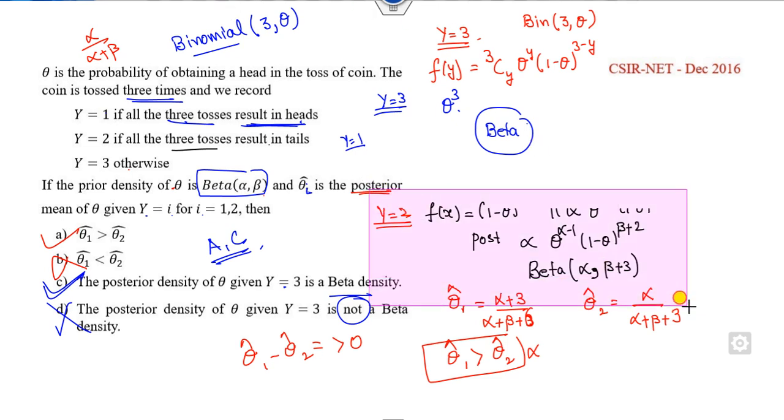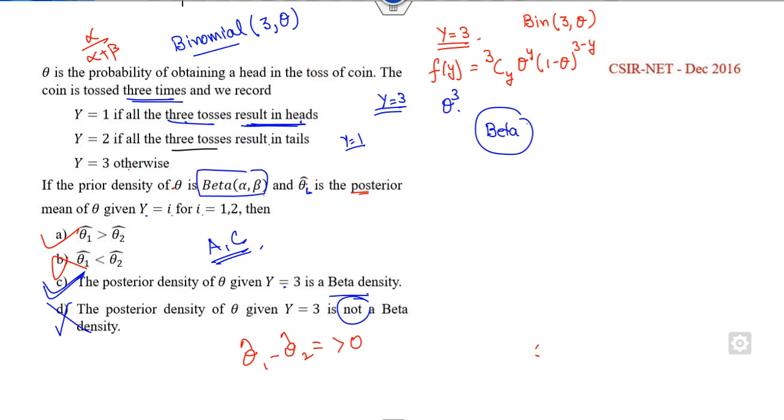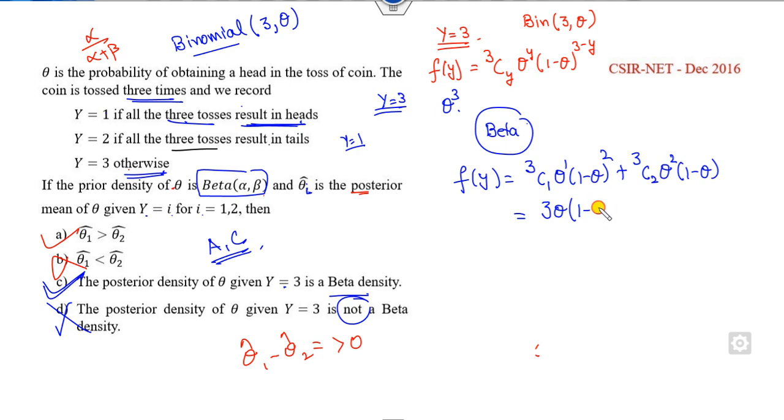Otherwise, what you can do in another manner. What is the meaning of otherwise? It means not all are heads, not all are tails. So your distribution will be 3C1 times this, and 3C2 times this case. Now if you solve this, you can see 3 theta will be common, times 1 minus theta.